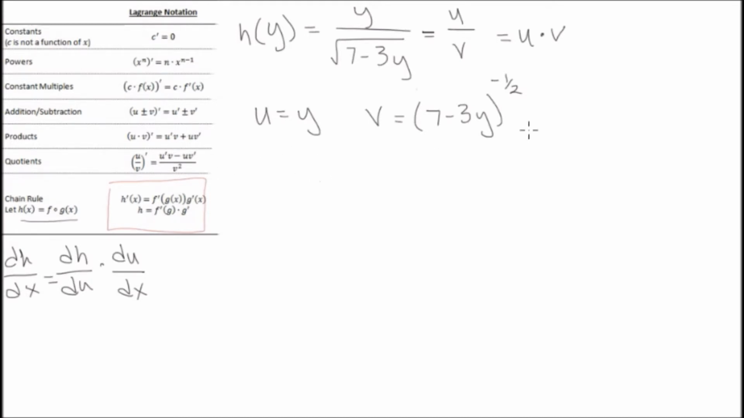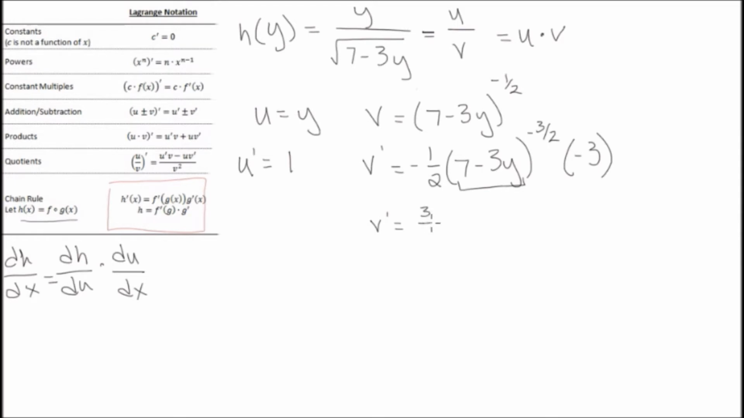Okay, so how do we deal with this as a product rule? Well, the derivative of u is going to be 1. The derivative of v is going to be negative 1/2 times 7 minus 3y to the negative 3/2 times negative 3. Notice that that last step is because we need to take the derivative of that inside term. So there I'm now using the chain rule to take the derivative of v. I might simplify that out and get that the derivative of v, I cancel my negative signs, is equal to 3/2 times 7 minus 3y to the negative 3/2.